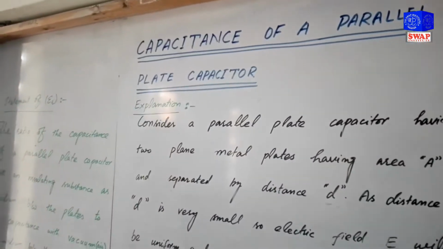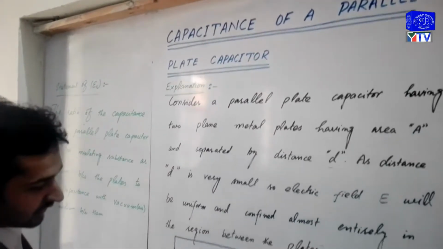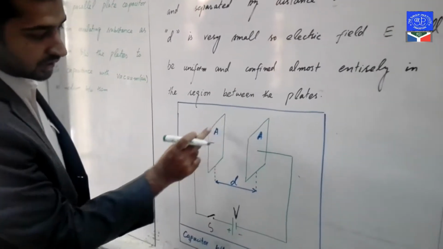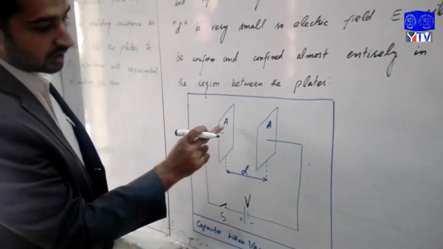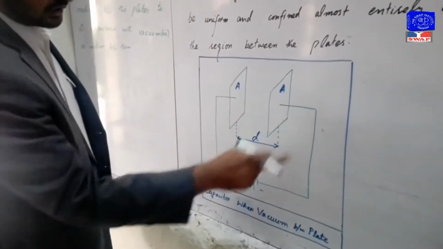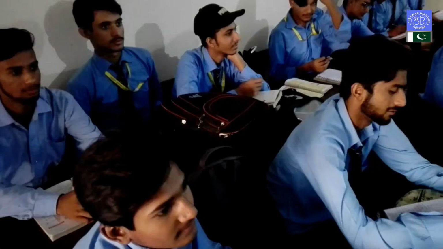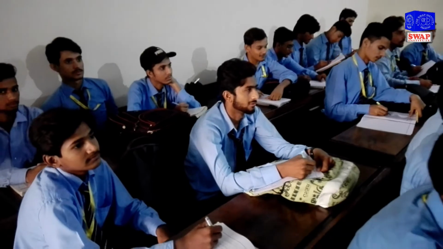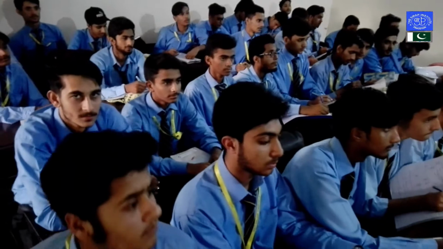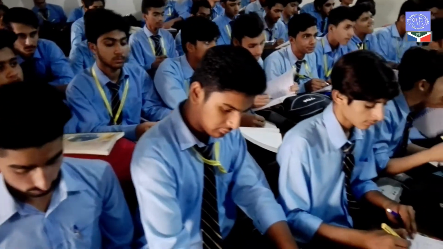Today our topic is capacitance of parallel plate capacitor. The explanation: this one is the capacitor having unit cross sectional area of each plate A and separation D, and the plates are attached separately with the voltage or battery V. Now consider a parallel plate capacitor having two metal plates having area A and separated by distance D.